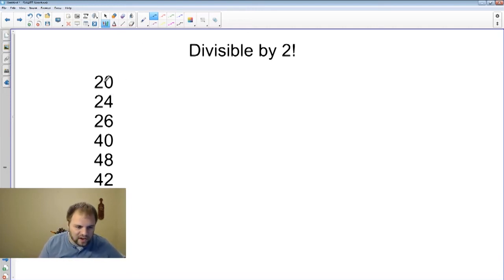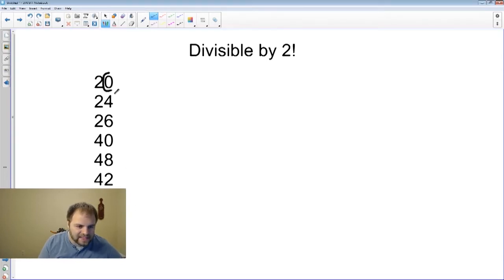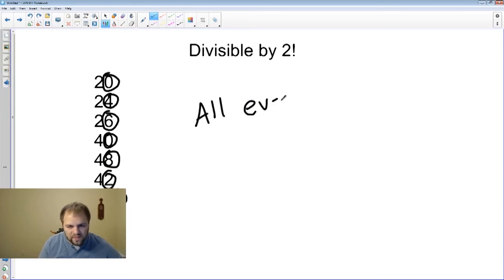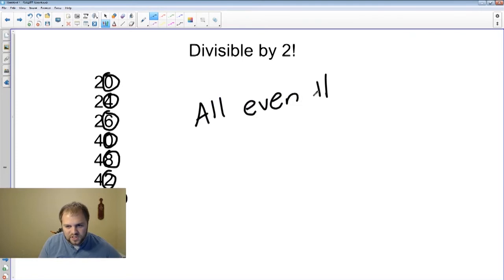Let's take a real quick look here at what looks similar among these. If you notice, the last numbers, 0, 4, 6, 0, 8, 2, 2, 0, 6, are all even numbers. Someone asked me before, what does this sign mean? This is a number sign. So all even numbers. And that is actually the divisibility rule for 2.